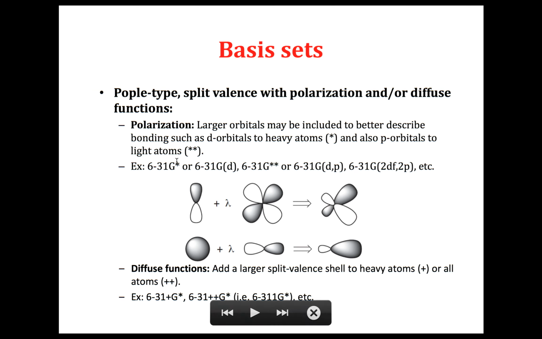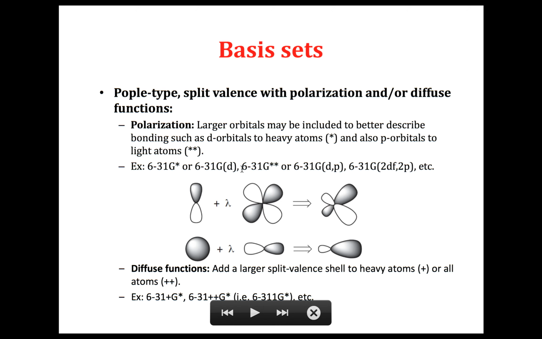This is just showing polarization functions with a star symbol or with a D term. They polarize your orbitals, which is good, gives them more functional form. Diffuse functions add bigger functions to heavy atoms. We can also add P functions. We can polarize our H atoms with P functions, and so that takes your 1s orbital and polarizes it with a P function. The key takeaway here is a 631G star would be a bigger basis set than a 631G.